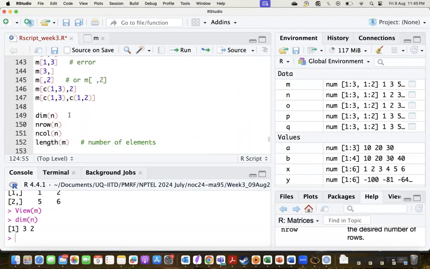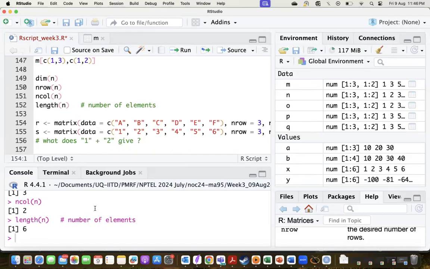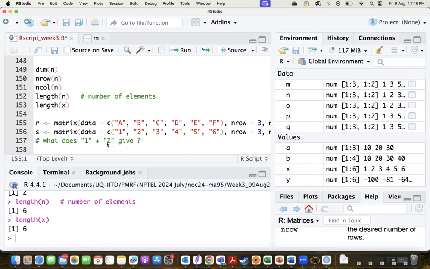But yeah, if you do dim n, that's 3, 2. So 3 rows and 2 columns. You can also get these values individually. If you just write nrow, you get 3. If you write ncol, you get 2. And if you write length, then you just get the number of elements in that. You can also do length with vectors actually. So number of elements in matrix, and you can also have number of elements in vector. Okay. All right.